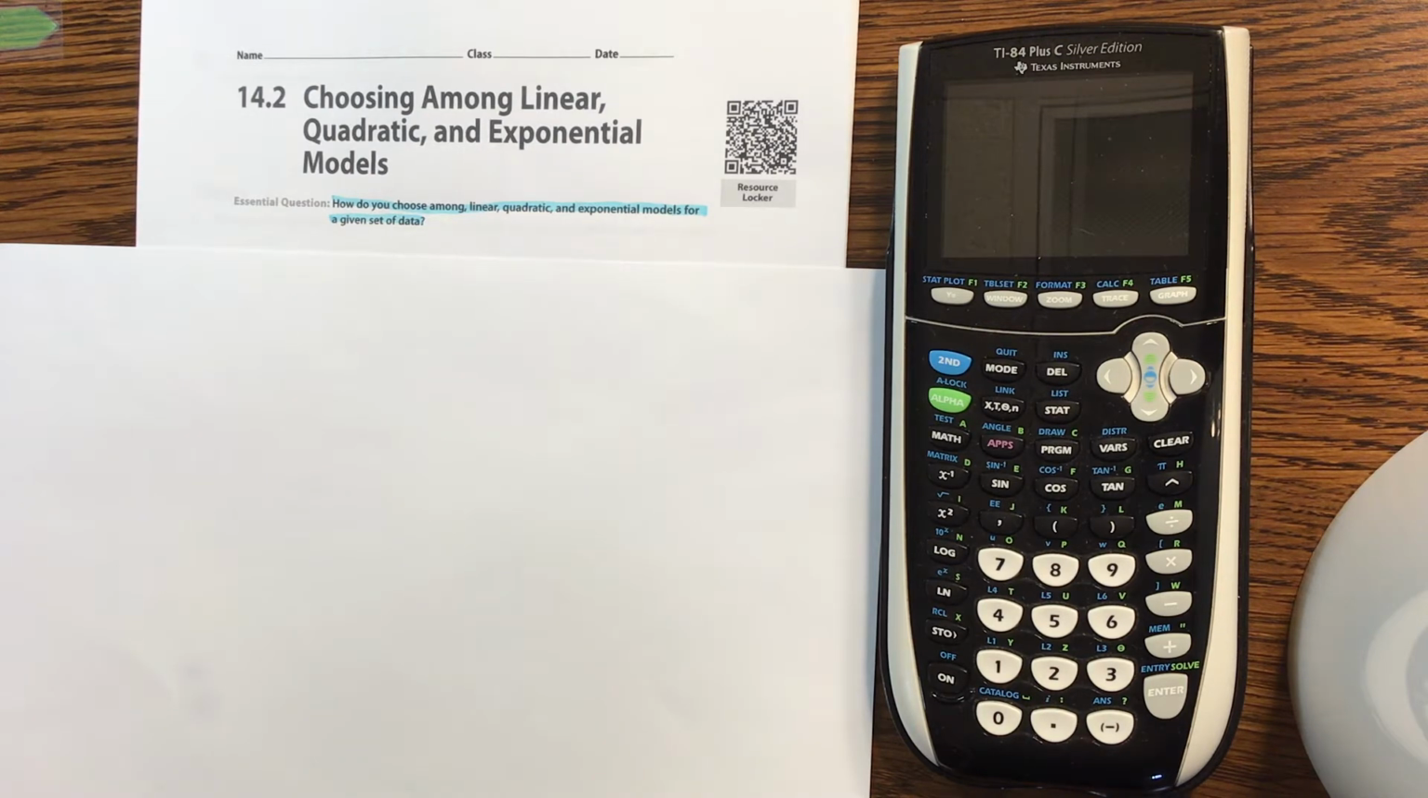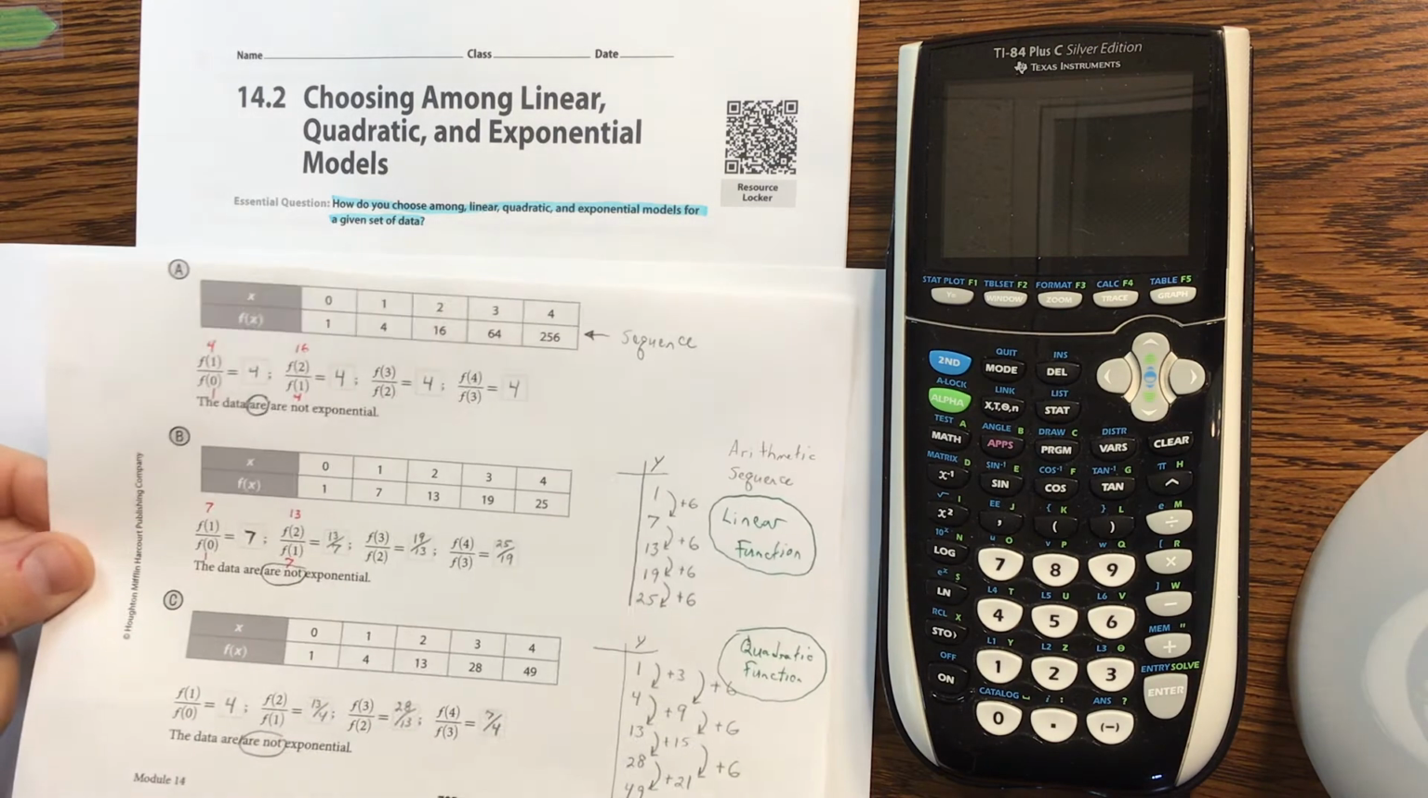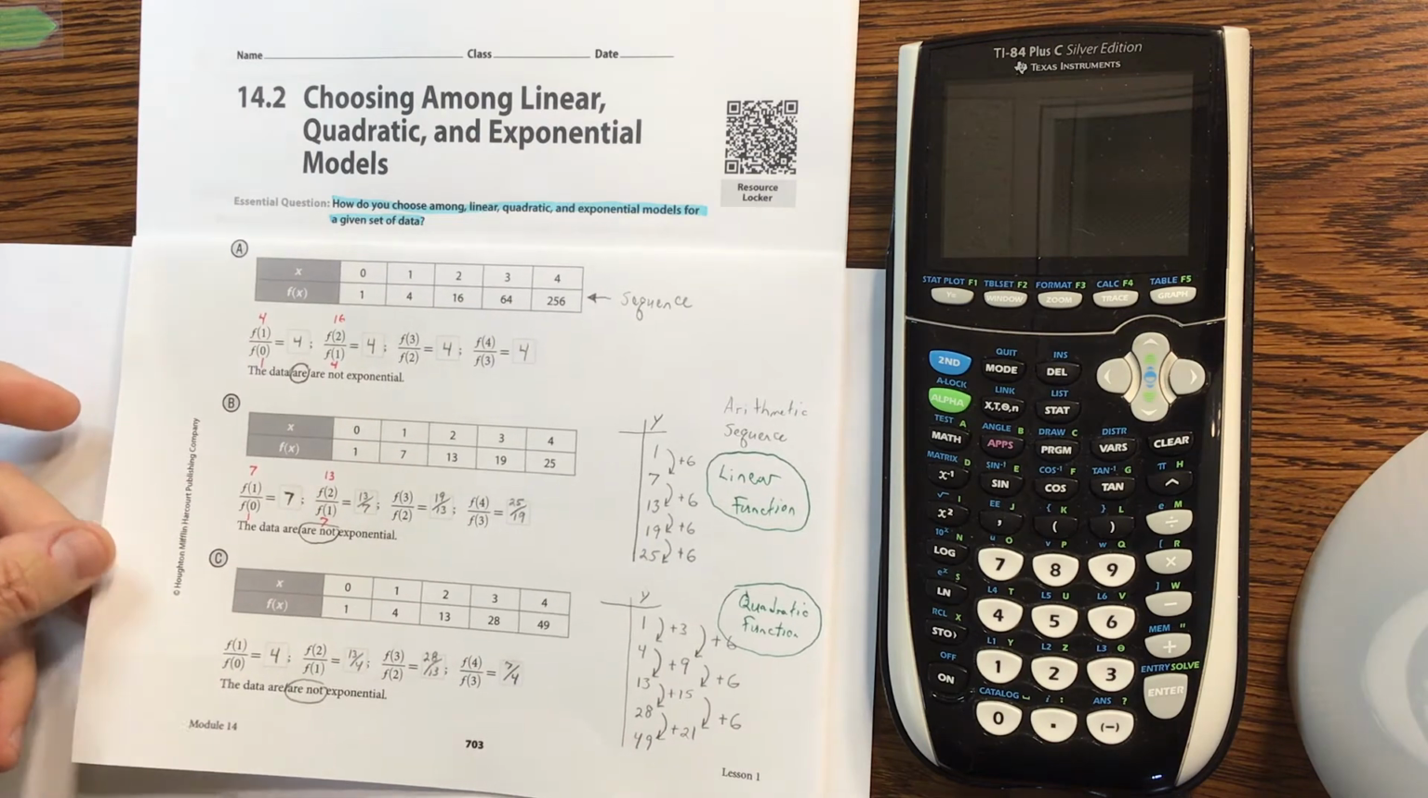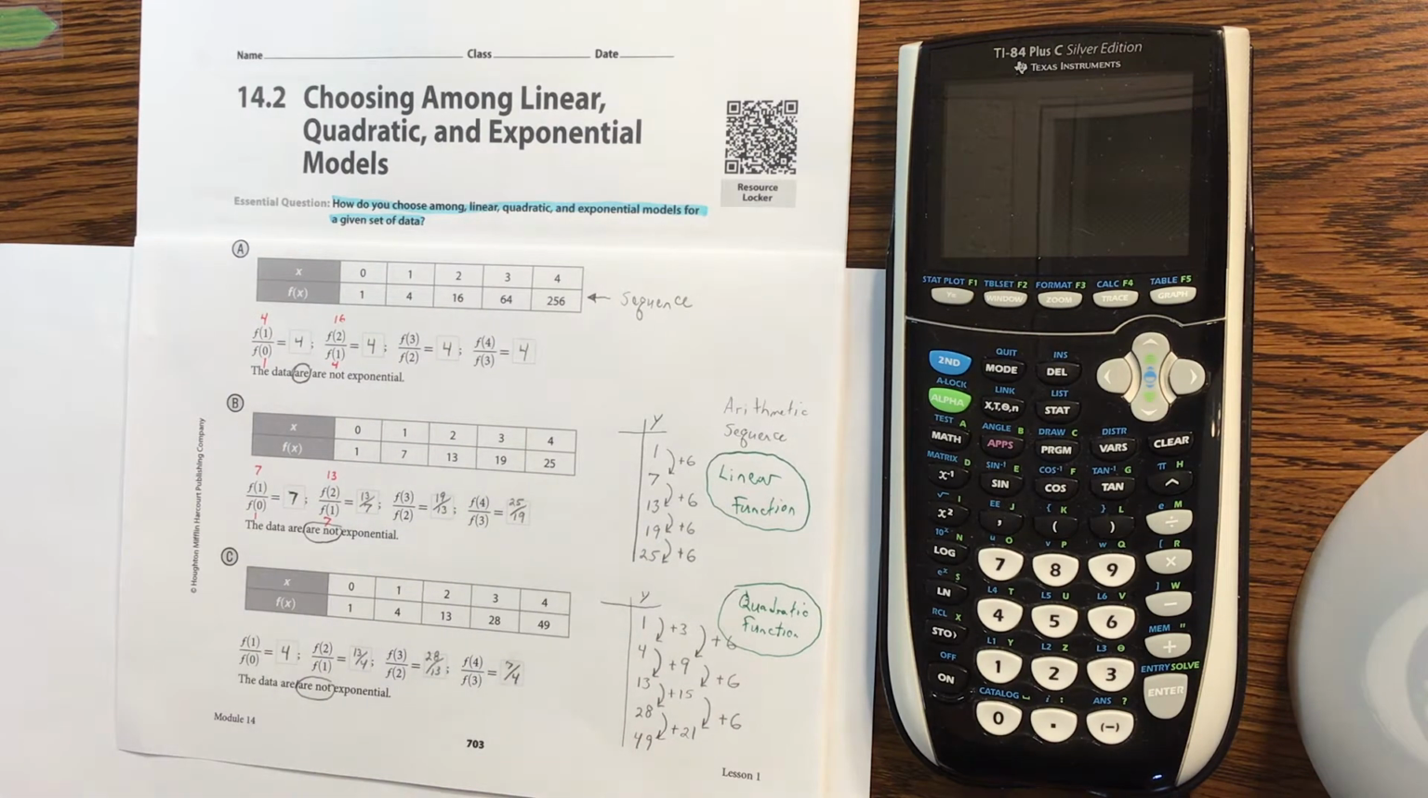Now, another thing I want to do before we do that is go back to the last section. In our last section, on page 703, there's a way that I showed you guys earlier on how to determine if a set of data is exponential, linear, or quadratic. All right, now some of the stuff in section 14-2 is really not going to stand out very evidently, but you can choose which type of regression model you want to use.